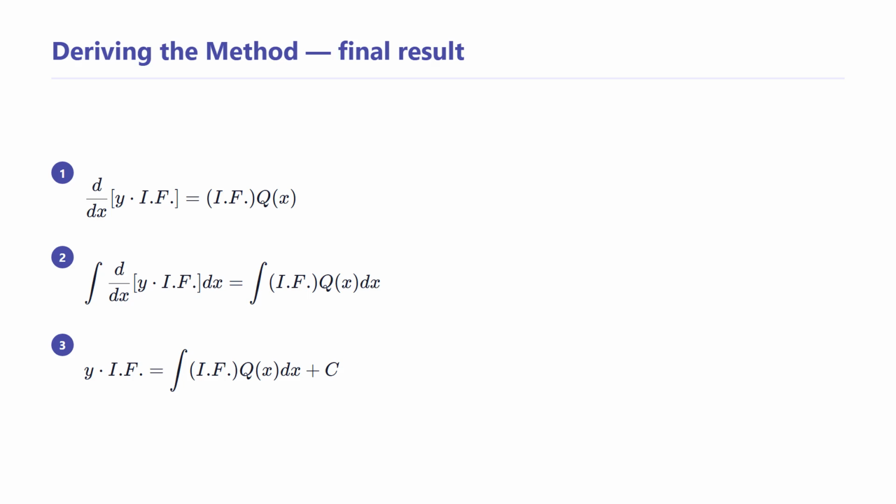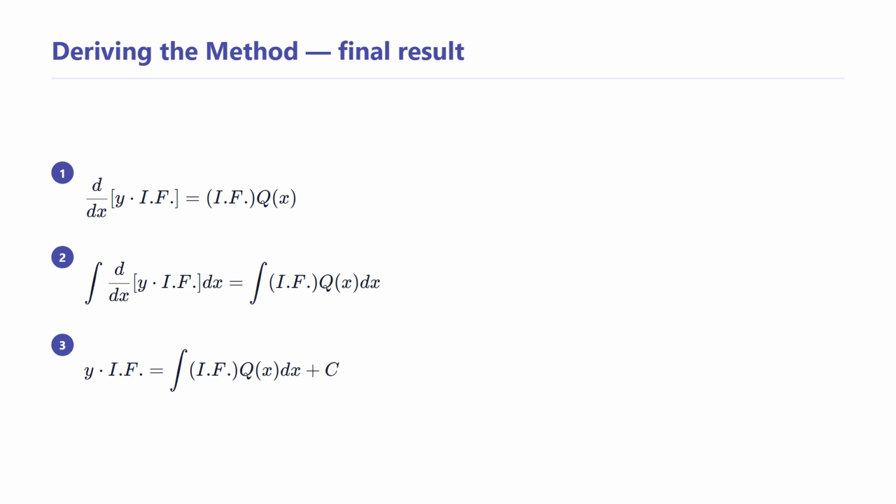Continuing our derivation, because of how we carefully defined the integrating factor using that exponential formula, the left side perfectly collapses. It becomes the exact derivative of the product of our unknown function y and the integrating factor itself. This is the magic step. We have transformed a messy addition of terms into a single, clean derivative.